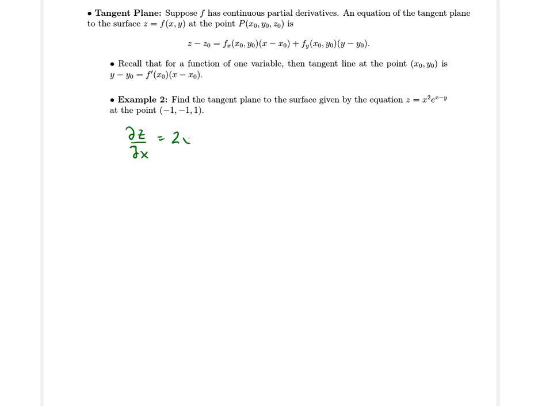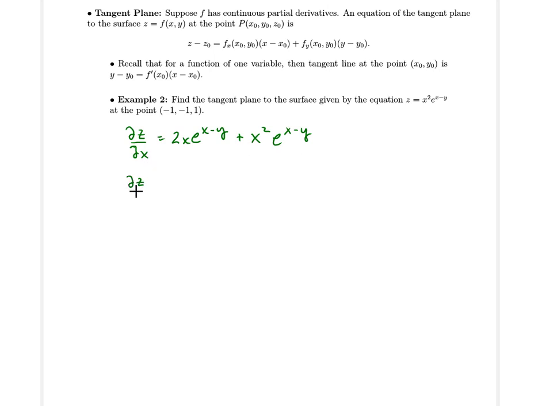So the derivative of x squared times e to the x minus y, plus x squared, and then the derivative of e to the x minus y is just e to the x minus y, right? Because if I had e to the x minus 4, then the derivative would be itself, right? Because with the chain rule, the derivative of the exponent here is just 1. So that's going to be my partial of z with respect to x.